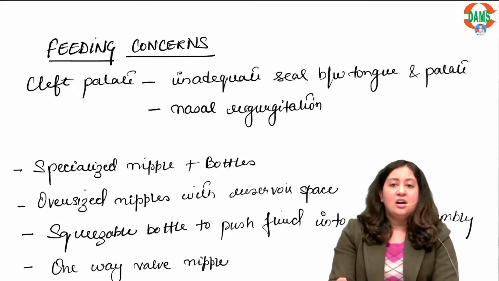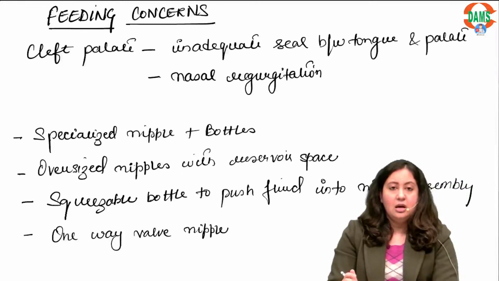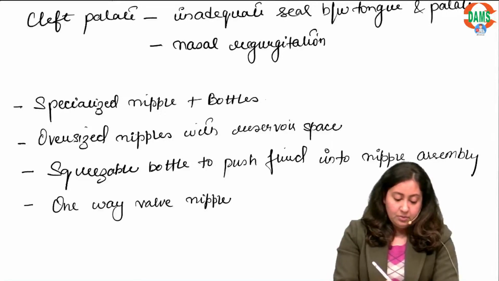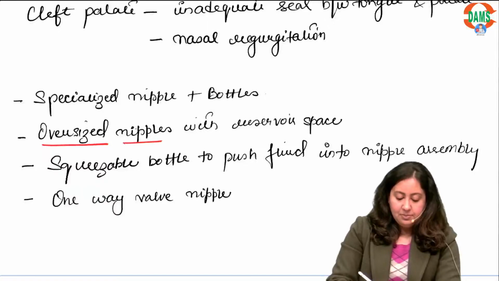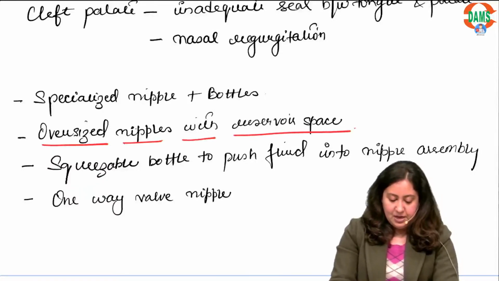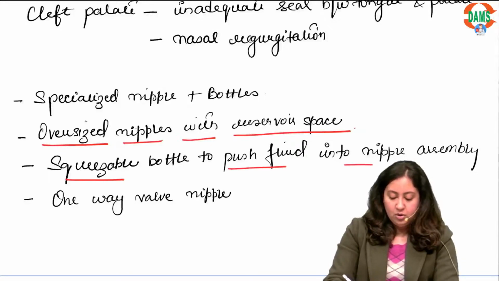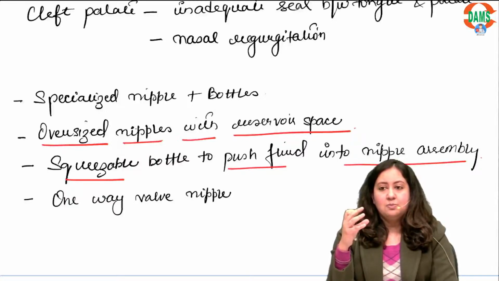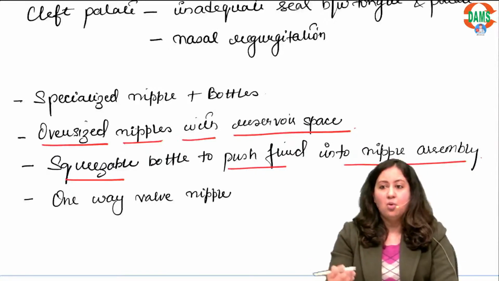So there are two major issues. And what do we do for it? Now there are specialized nipples and bottles. There are oversized nipples with reservoir space, and there are squeezable bottles to push fluid into the nipple assembly. So what is happening in these oversized nipples with reservoir space? Like now, obviously for such patients you cannot give them a regular bottle.